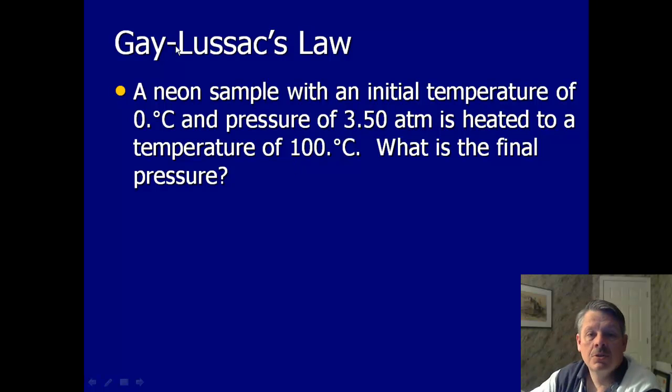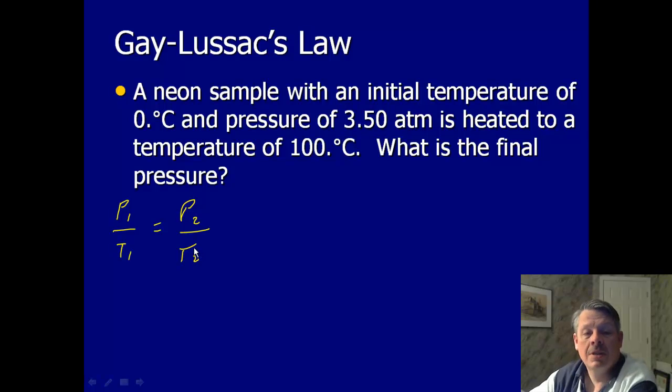So let's go ahead and look at an application of Gay-Lussac's law. We have a neon sample with an initial temperature of 0 and a pressure of 3.50 atm. It's heated to a temperature of 100. What's the final pressure? Well, what we're working with is P1 over T1, your initial pressure over your initial temperature, is equal to your final pressure over your final temperature. They are directly related. So go ahead and pause the video, see if you can plug these in and do it.